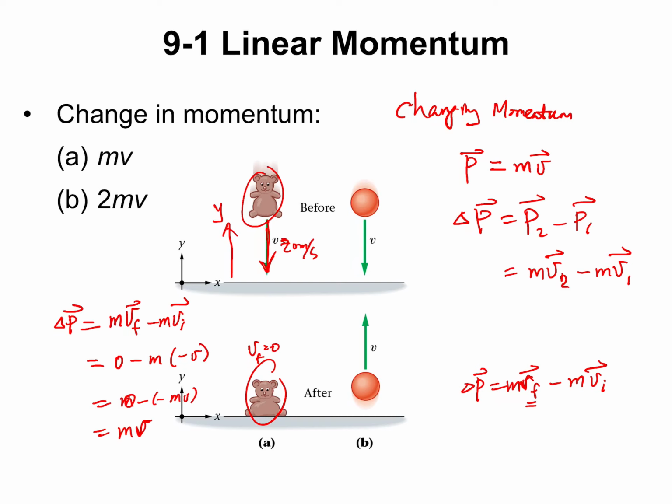Assume this muddy bear is 3 kg. So the change in momentum equals 3 times 20, equal to 60 kg meters per second. So this is the change in momentum for this muddy bear.